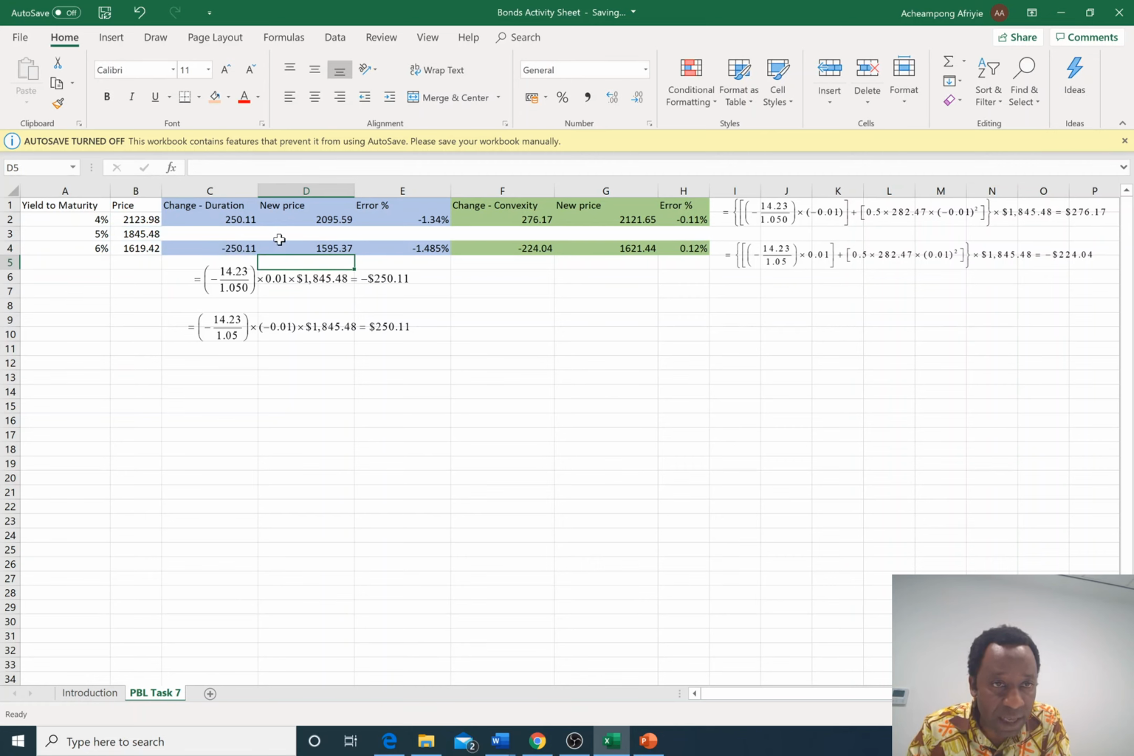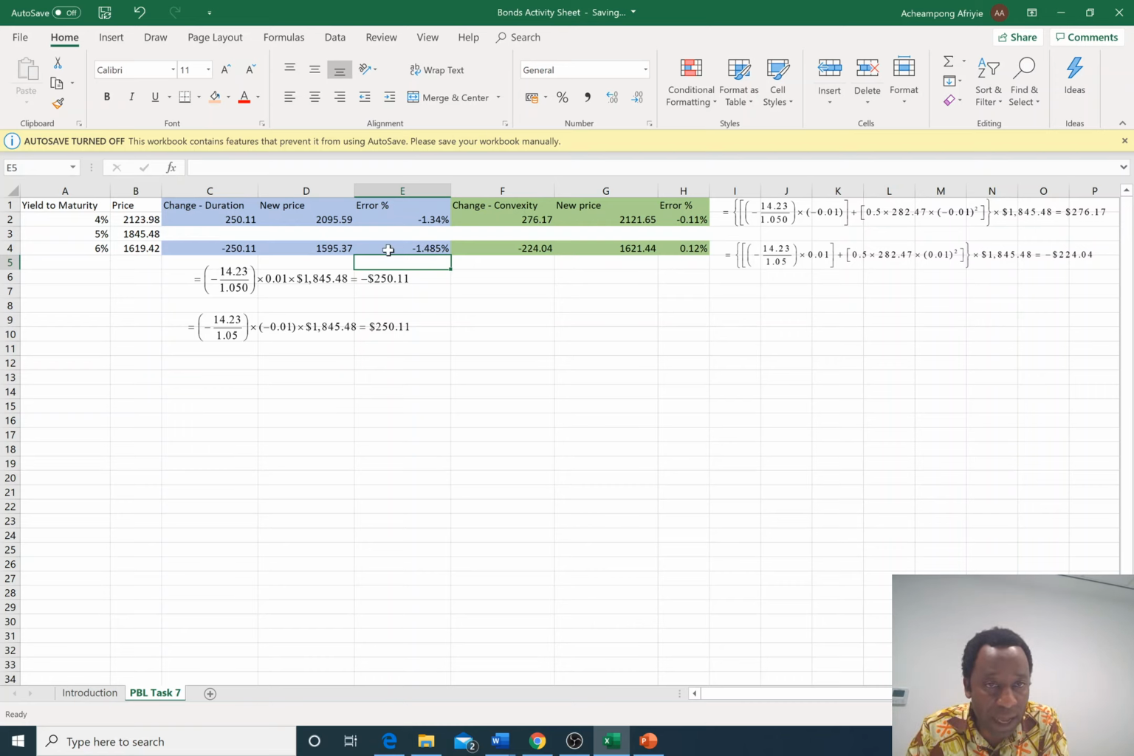So what we're saying is, now we know the real price is 1619, but if we had predicted this using the duration, that would have given us a prediction of 1595. So we need to work out the error rate. How accurate is our prediction using the duration? And in doing that, we compare this price with the truth. So we're just looking at the difference between the two, and we're dividing it by the truth. So our duration prediction of the change in price is off by 1.485%. It's wrong by that magnitude.